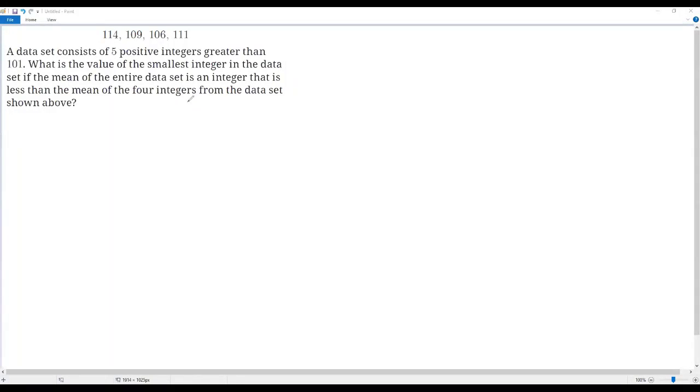I have a SAT math question on average. Okay, let's go with the question. We have a data set which contains four values: 114, 109, 106, 111. A data set consists of positive integers greater than 101.